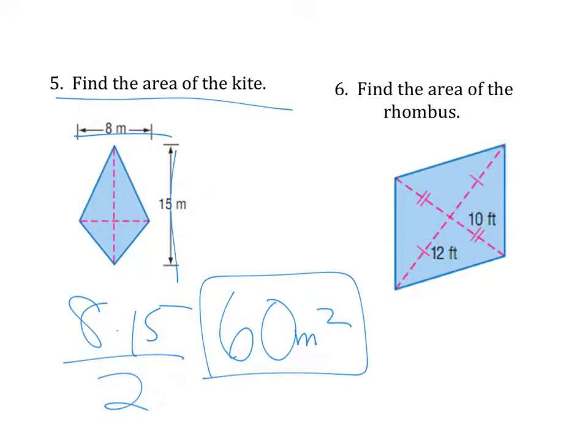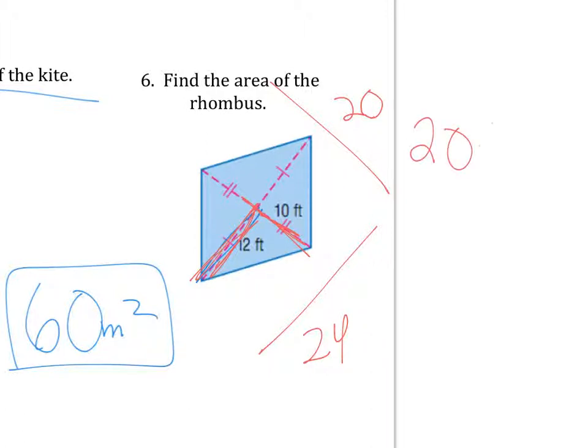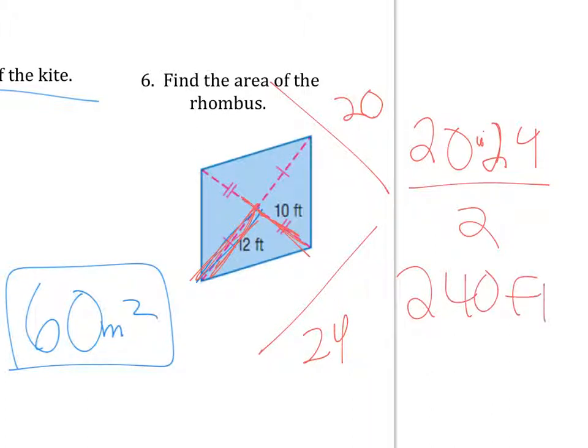For here, for 6, I'm going to assume that this is 12. Let's change colors so you can actually see it. This is 12. This is 10. So that means the whole thing across will be 20. This whole thing across will be 24. So I'm going to take 20 times 24 divided by 2. That's going to be 240 feet squared.